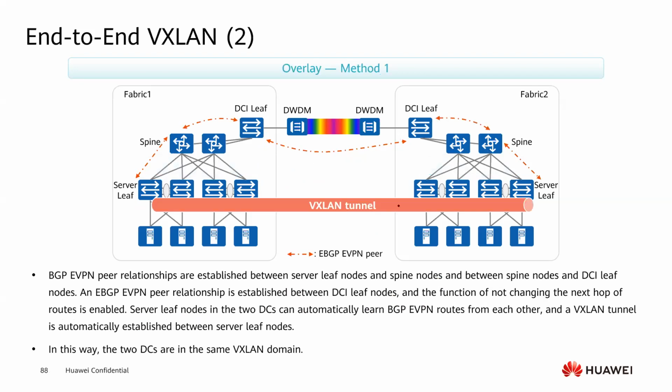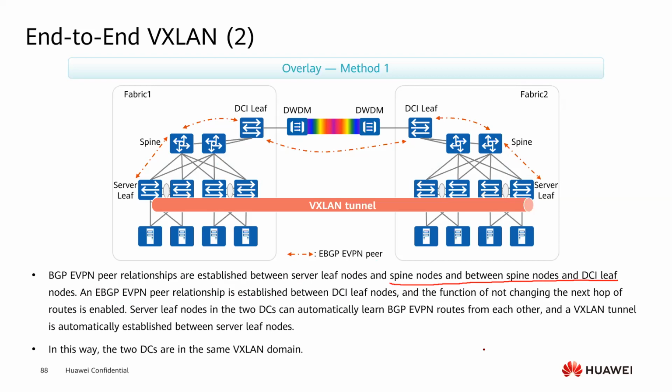For the overlay, we have different methods. The first method is to configure BGP EVPN peer relationships between the server leaves and the spine, and between the spine and the DCI leaf nodes, and an EVPN peer relationship is established between the DCI leaf nodes. The function of not changing the next hop of the routes is enabled. It means the server leaves, the DCI leaves, and the spine will not change any information about the BGP EVPN routes.